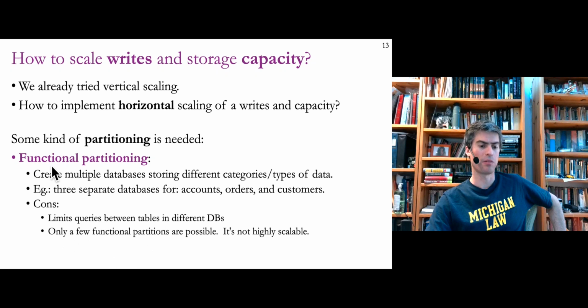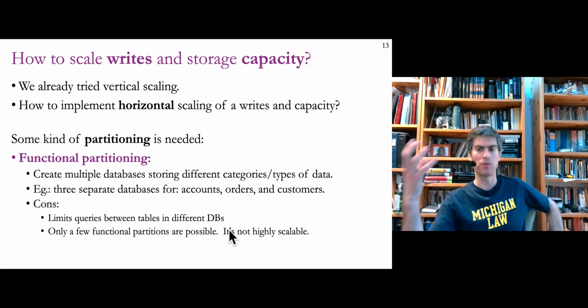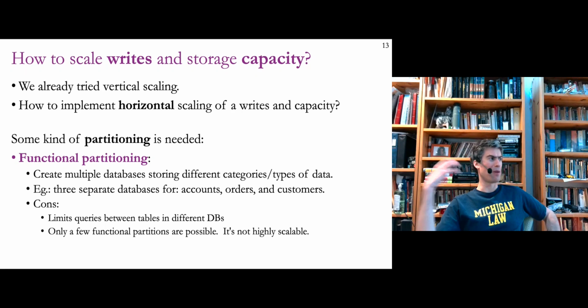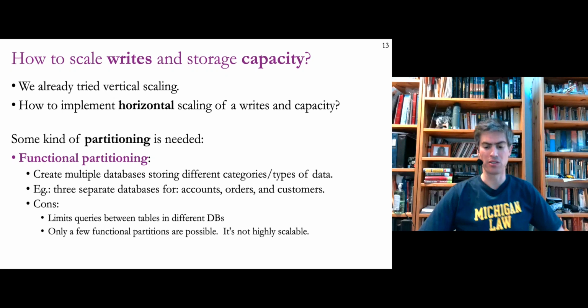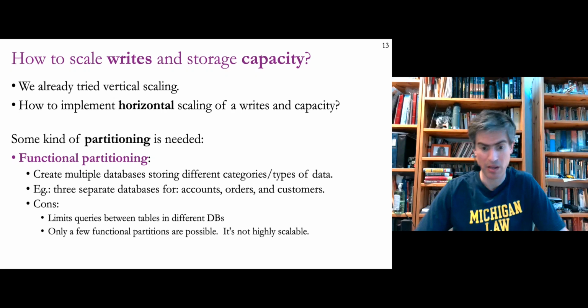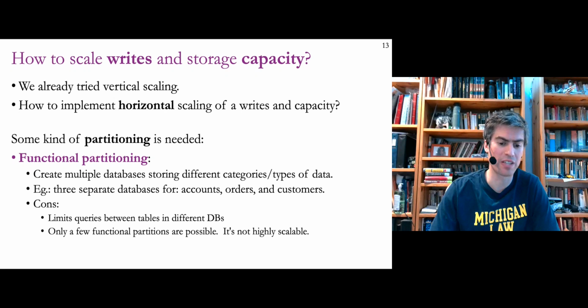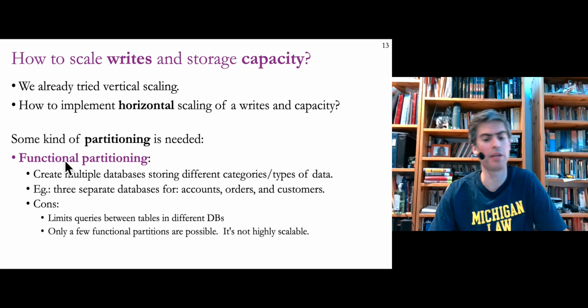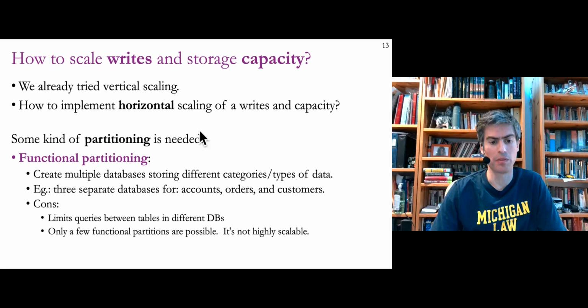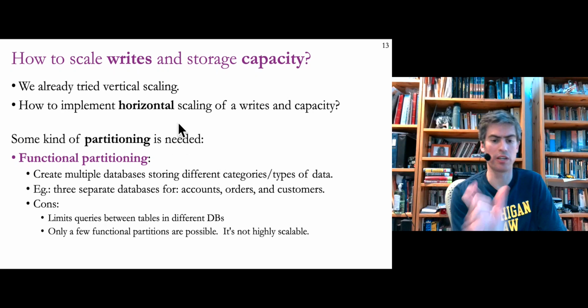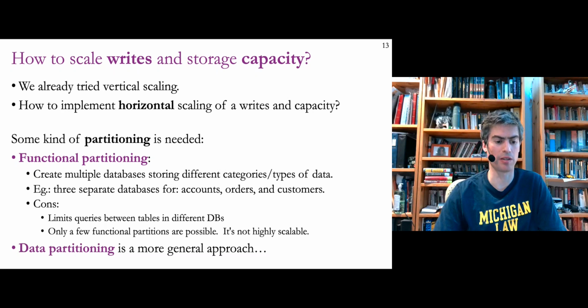Also, there's only so much functional partitioning you can do. Like, you only have so many tables in your system. If you have 20 tables, then you can only possibly divide them into 20 different machines. And once you've done that, you now have zero ability to do joins. So you've kind of messed up. So this is not a highly scalable design. This is a kind of scalability that might let you get 2 or 3 times as much horizontal scaling for writes and for capacity.